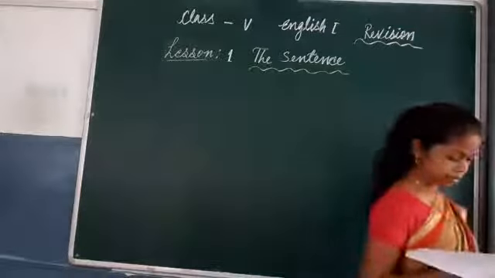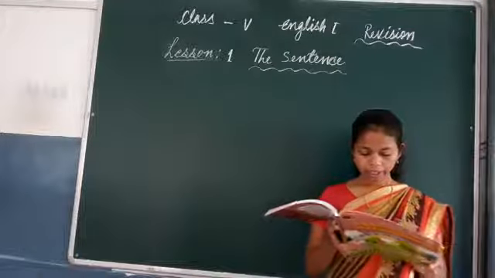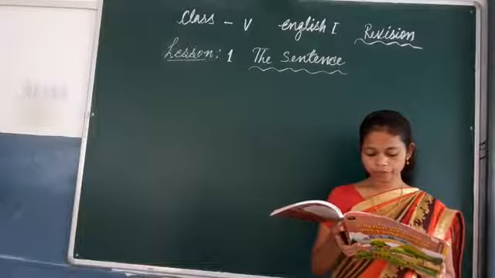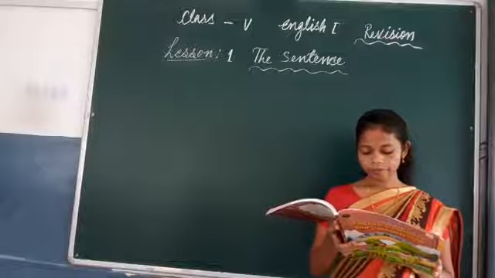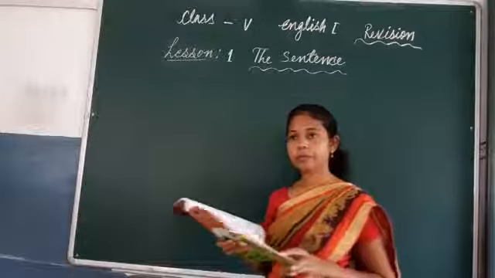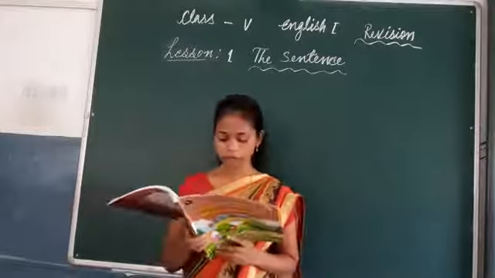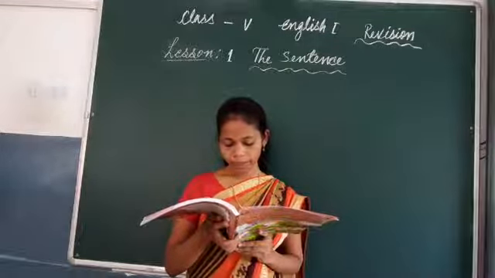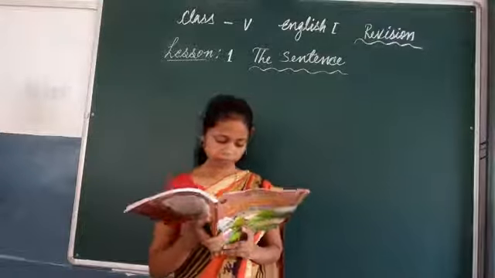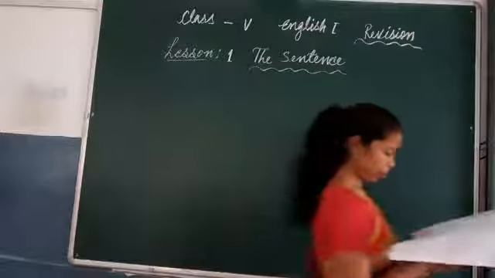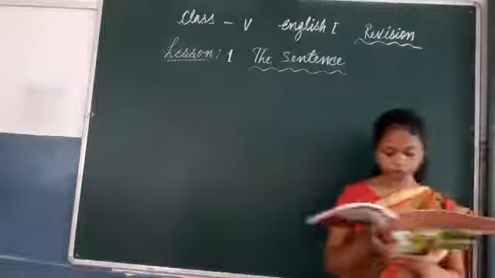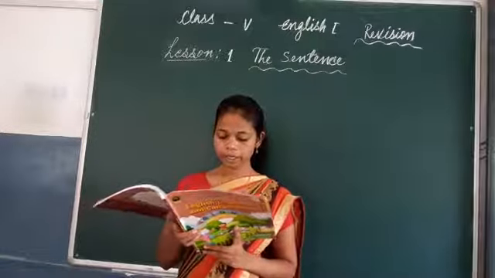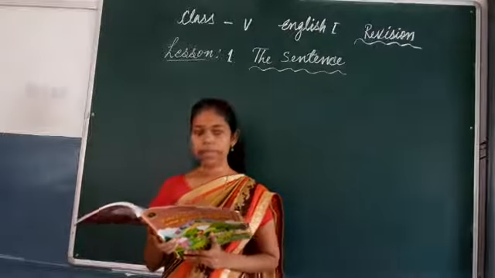is the predicate. Next one, number 7. The flowers in the vase are called marigolds. The flowers in the vase, that is the subject, are called marigolds is the predicate.